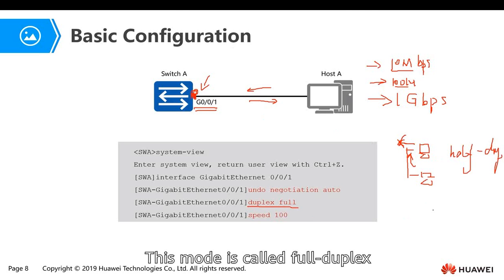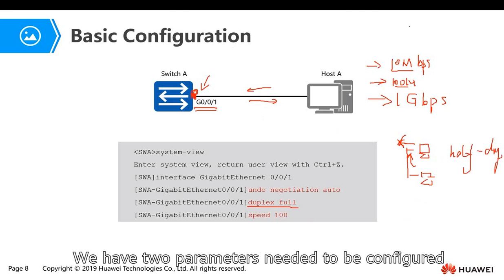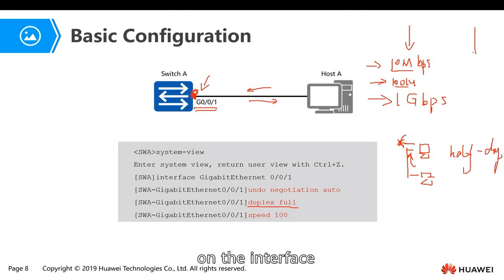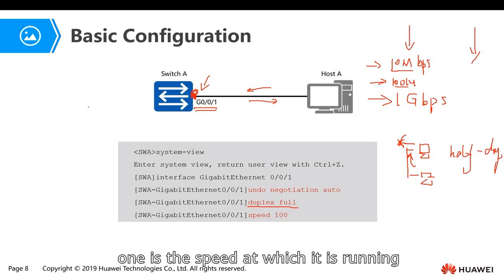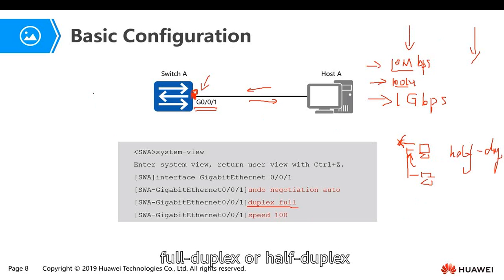Okay, full duplex. And then we have 2 parameters needed to configure on the interface: which speed the interface is running at, and which mode it is running in, full duplex or half duplex. Of course, we can configure it based on the NIC type of the host, then we configure it on the switch.